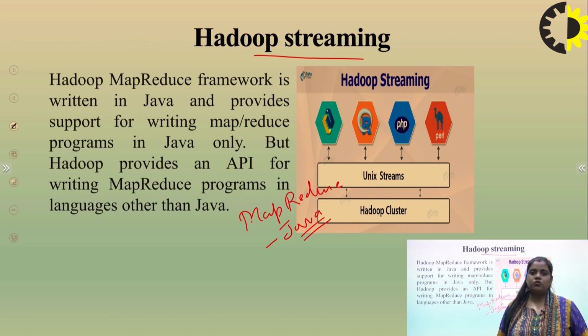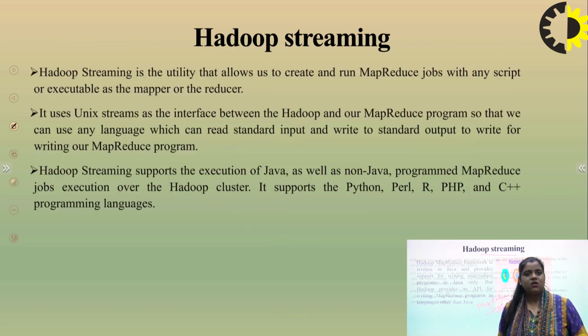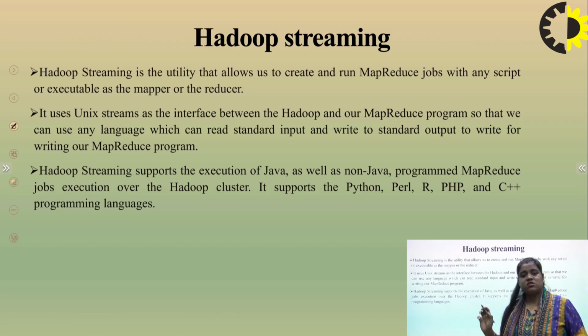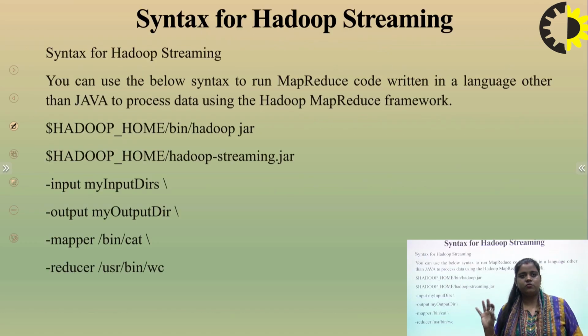But if we want to process another kind of file that may not be written in the Java language, to process that file in MapReduce, we can take the help of Hadoop streaming. Hadoop streaming basically works like an API. It will take a file that may be written in some other language apart from Java, and with the help of some syntaxes, we process that file in the MapReduce component. So that was the basic overall approach of Hadoop streaming.